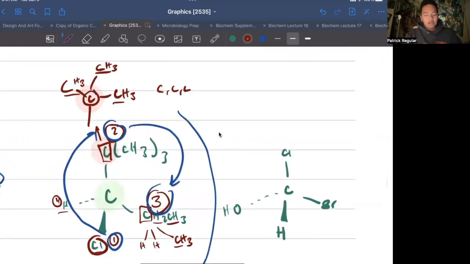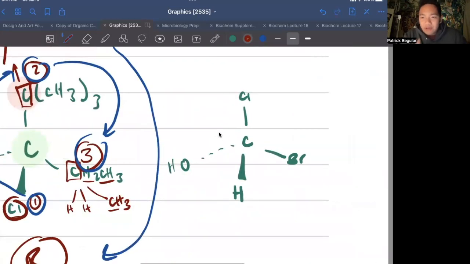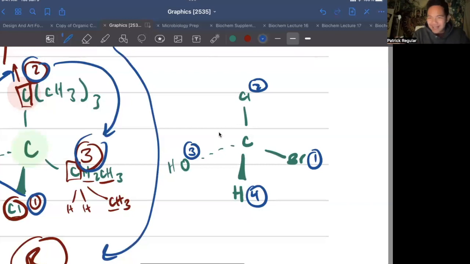Look over here. Hydrogen is in the front, so keep that in mind as we work through this. Let's assign our priorities. Which one's the biggest? Bromine is the biggest, biggest atomic number. Then there's chlorine, 2, oxygen, 3, and hydrogen, 4. Let's look at the stereochemistry.